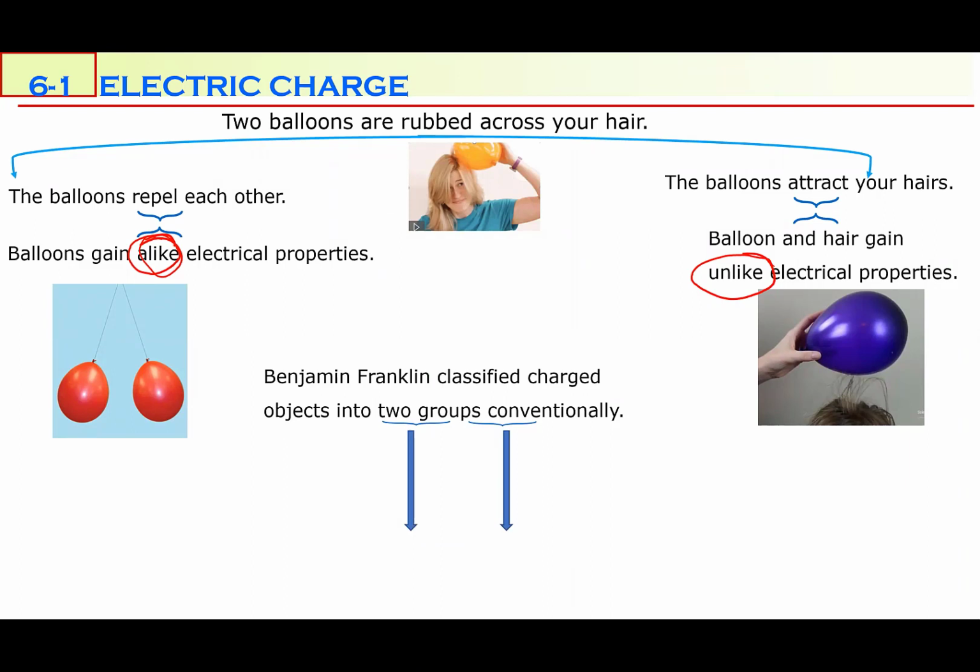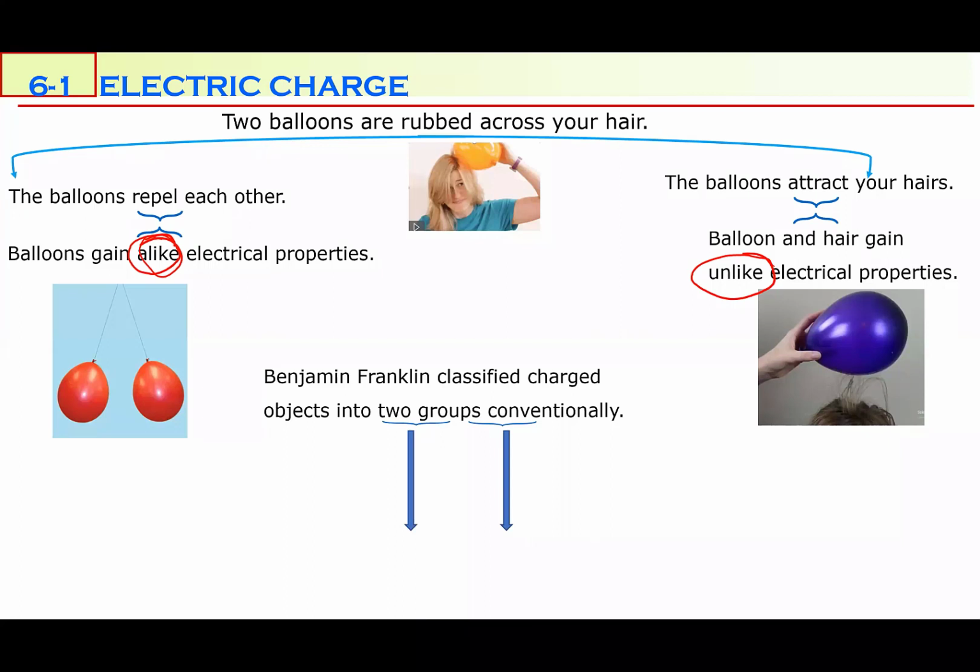On his own, not depending on a rule, just conventionally giving a name. For example, my name is something my father and mother gave conventionally. There is no rule. Your name is another name. So if it's Aisha, your mother and father gave it on their own. There is no rule for that. Convention means that. Benjamin Franklin classified charges into two groups conventionally.